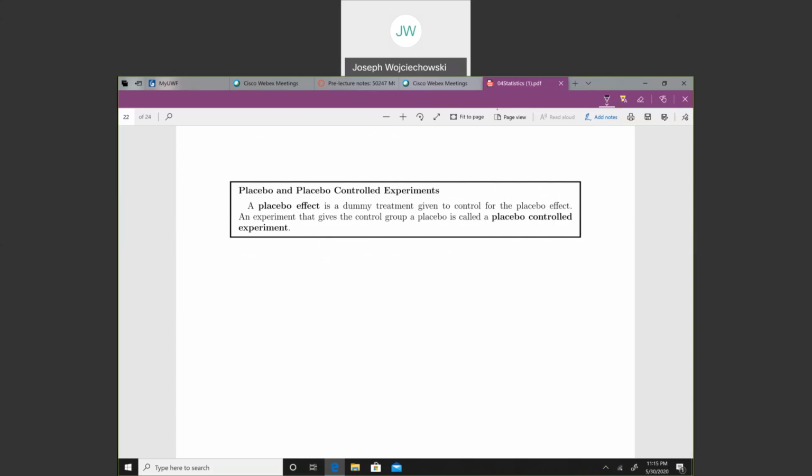A placebo is a dummy treatment given to control for the placebo effect. An experiment that gives a control group a placebo is called a placebo-controlled experiment.